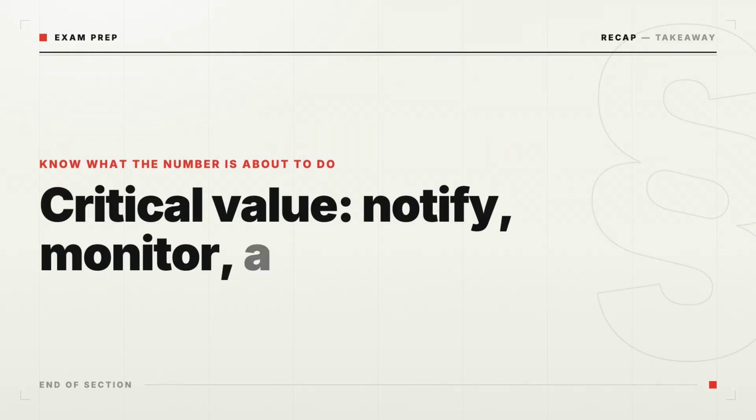This logic applies to every critical value, whether it's a glucose in the 40s, an extreme sodium, a dangerously low platelet count, or an INR of 6. Analysis means more than seeing the number. It means understanding the harm it threatens and acting before symptoms ever appear.